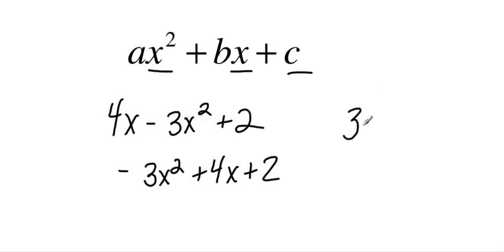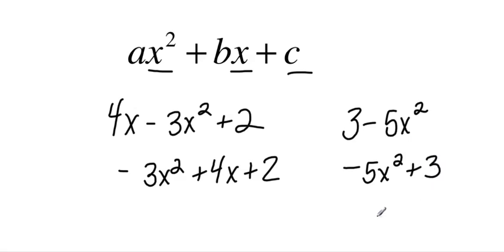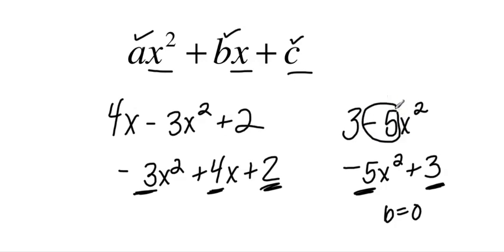If you had something like this, 3 minus 5x squared, to put that in standard form, you would have to move the 5x squared in the front, and that would be in standard form. Even though that does not have an x term, it's still in standard form. Your b would just be 0. So your a, b, and c are the actual numbers that are there. So in this case, your a would be -3, your b would be 4, and your c would be 2. Same thing here, your a would be -5, and your c would be 3, and your b would equal 0. Even if it's in this order up here, this is still your a, your b would still be 0 because there's no x term, and then this would be your c.